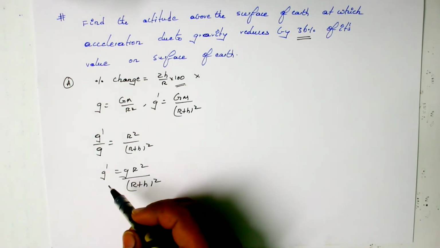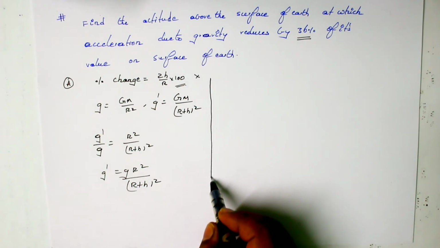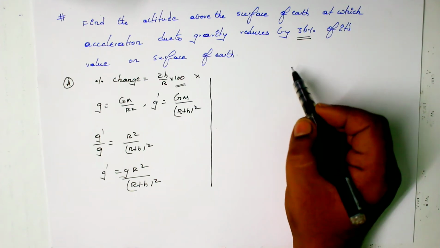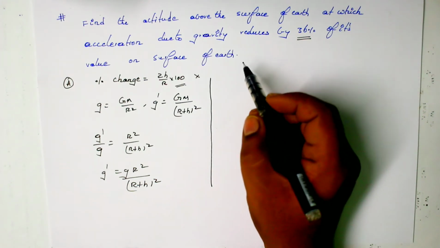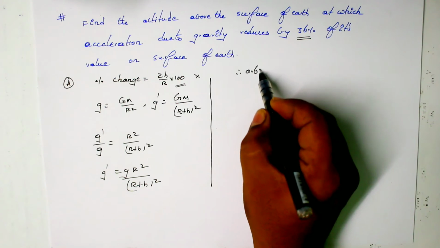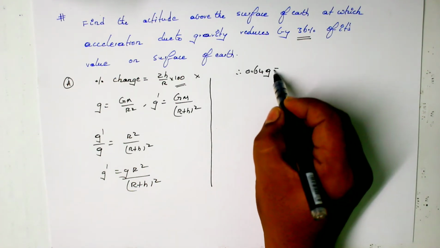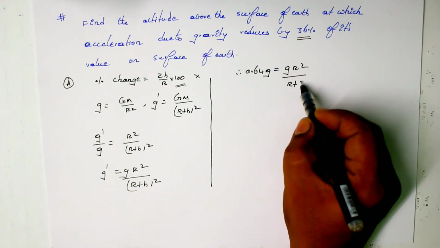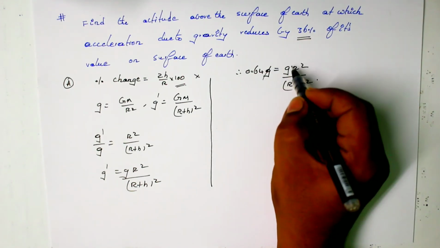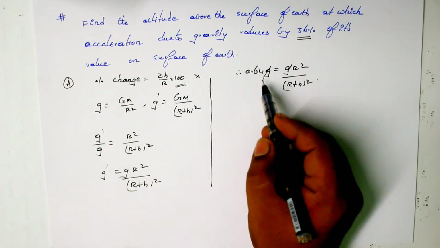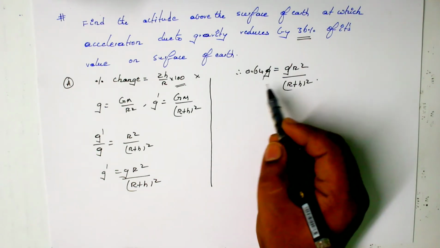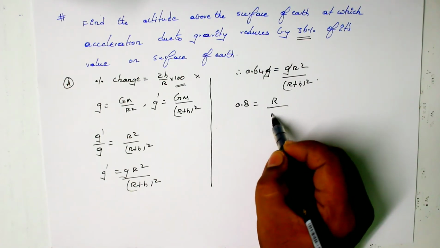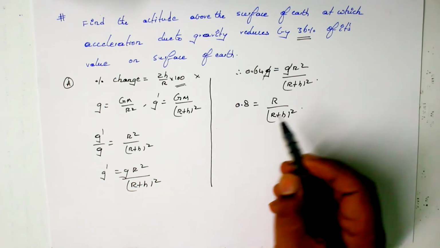So therefore g dash is how much? 36% has reduced, it means 64% is remaining. So 64 divided by 100 is 0.64. Therefore 0.64 g is equal to g r square divided by r plus h whole square. So g and g get cancelled. Now these are the remaining terms. If I take the square root on both sides, then I will get 0.8 is equal to r divided by r plus h.